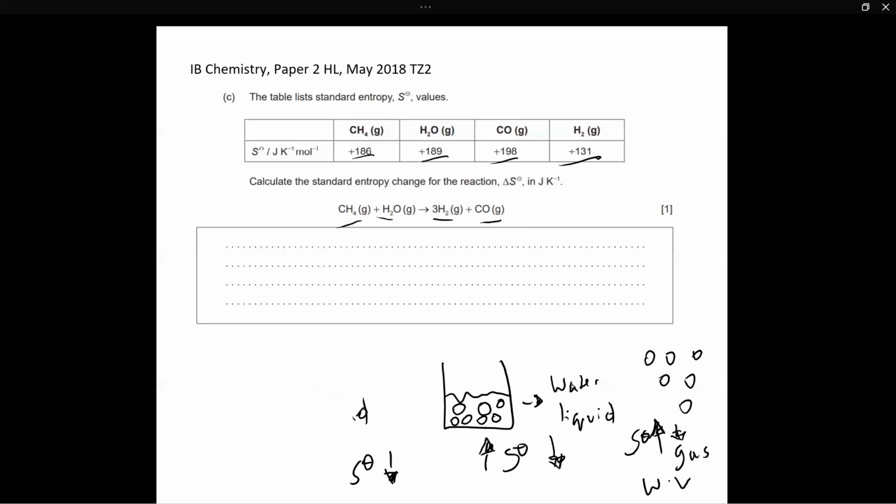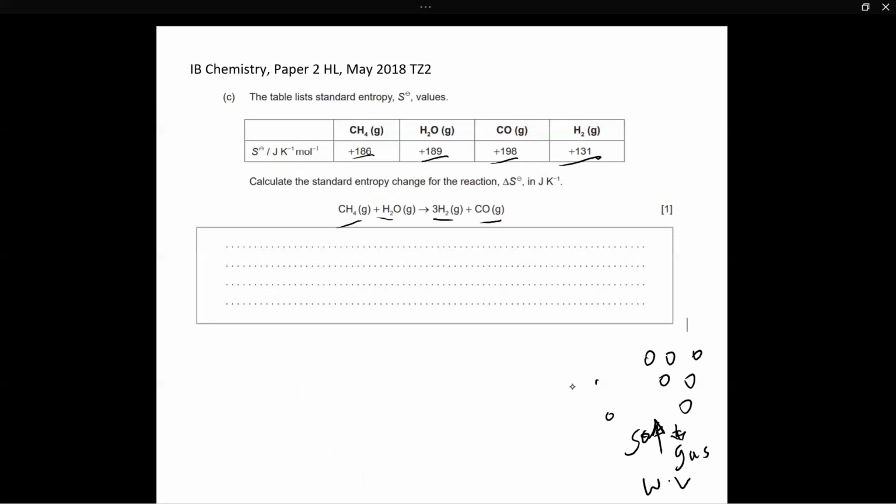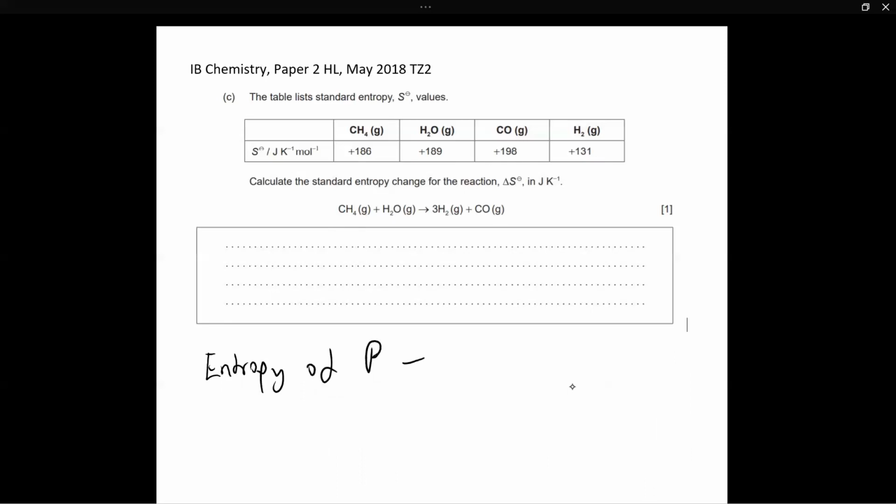Now, for this, you just have to remember one formula on how to calculate entropy. It's just one formula, very simple formula. It will look familiar to you because we have done a similar one in the previous video as well. So, in order to calculate entropy change, the formula is the entropy of products minus the entropy of the reactants. That's it. I'm sure this looks a bit familiar to you from the previous video if you have watched it. In that, I said it was enthalpy of products minus enthalpy of reactants. In this case, it's entropy of products minus entropy of reactants.